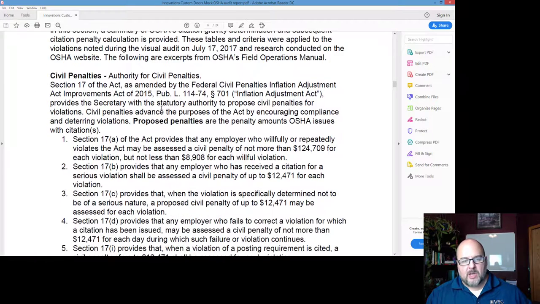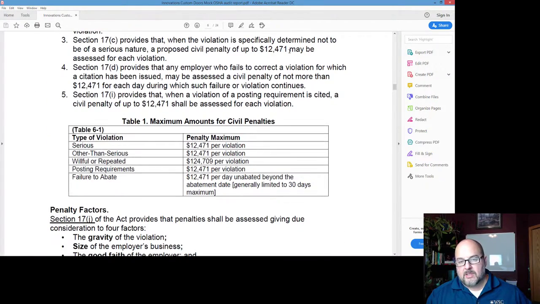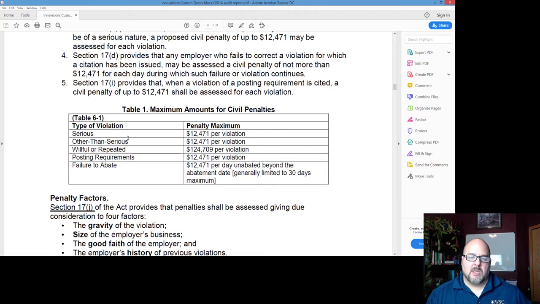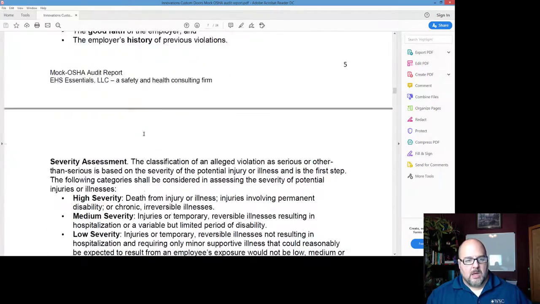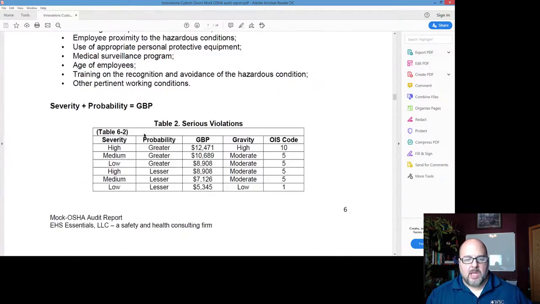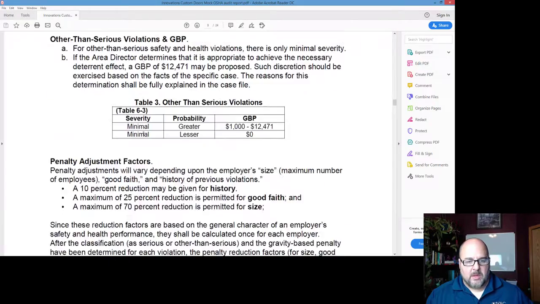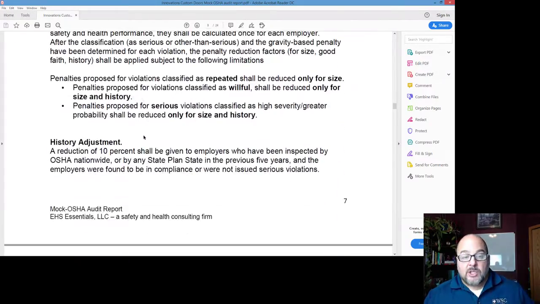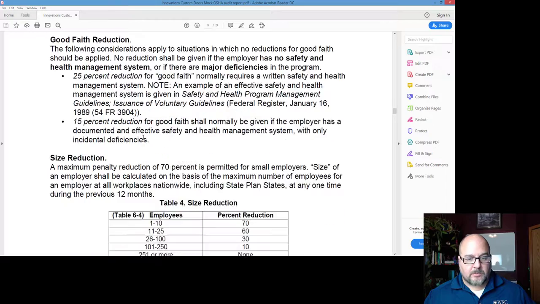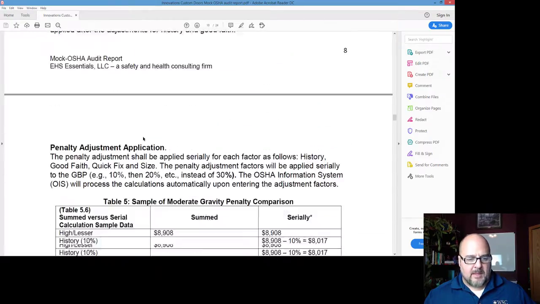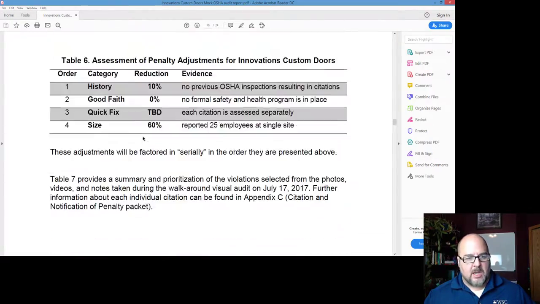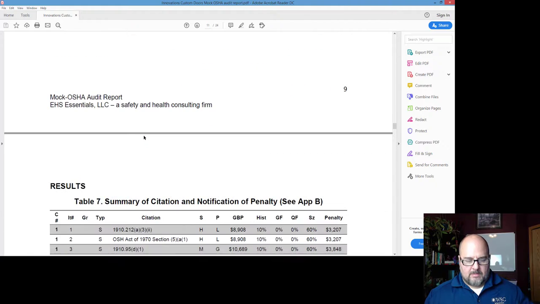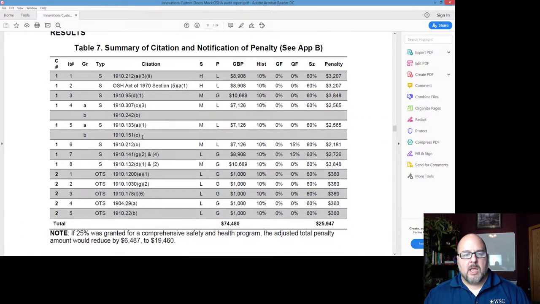Penalty reduction amount, so I explained to them how I calculated it. As you can see, it was the old amounts. It's not the current 13,000. I explained how I calculated all the mock citations that I was giving to them, and how I ranked them and rated them and gave them penalty adjustments. Here's a summary of them.